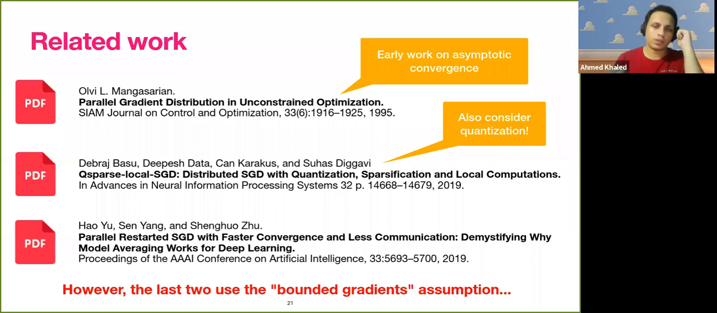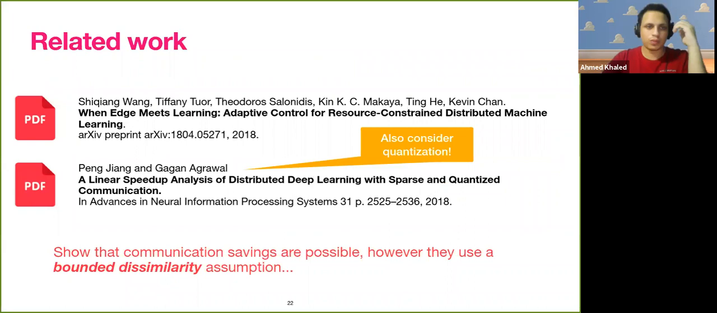But it will be seen that it is a bit problematic for modeling data heterogeneity in federated learning. There are also other papers. For example, there's a paper by Wang, Tuor, Salonidis, Leung, Makaya, He, and Chan, "When Edge Meets Learning: Adaptive Control for Resource-Constrained Distributed Machine Learning," in which they also consider local SGD or local GD. And there's also Peng Jiang and Gagan Agrawal, in "A Linear Speedup Analysis of Distributed Deep Learning." Both of them also show some communication benefits to using the algorithm, but they rely on a certain bounded dissimilarity assumption, which we'll also get to.